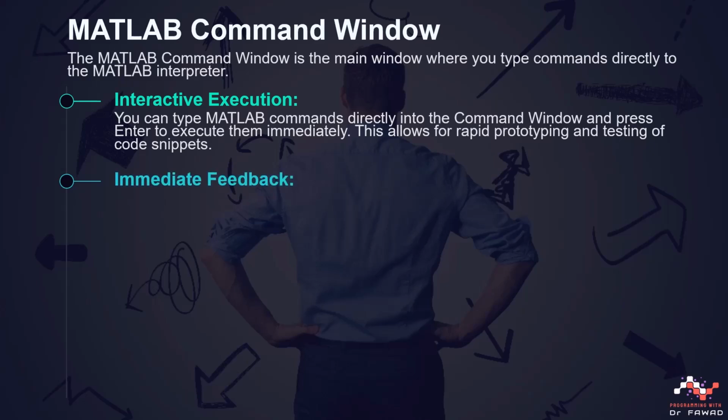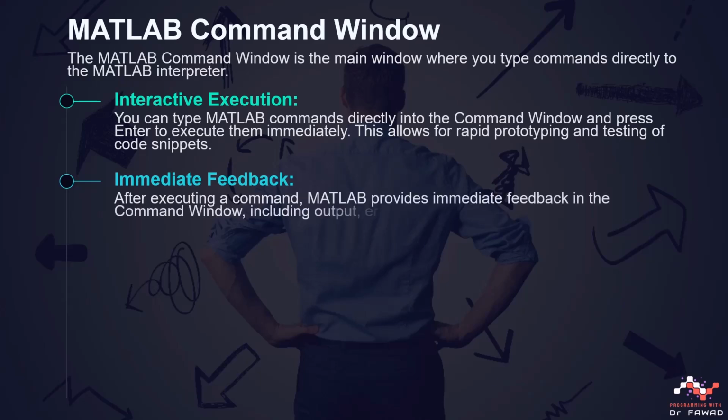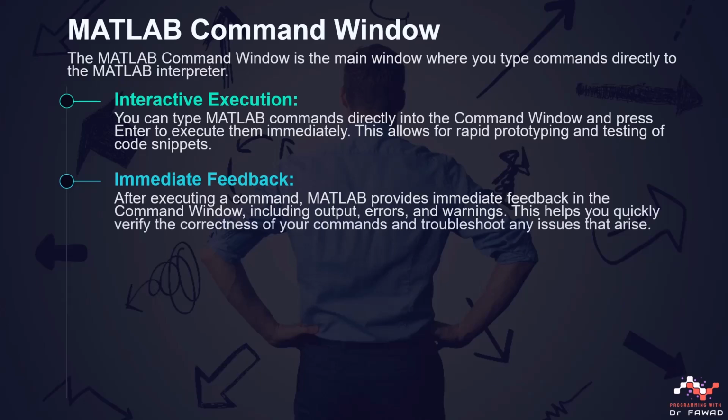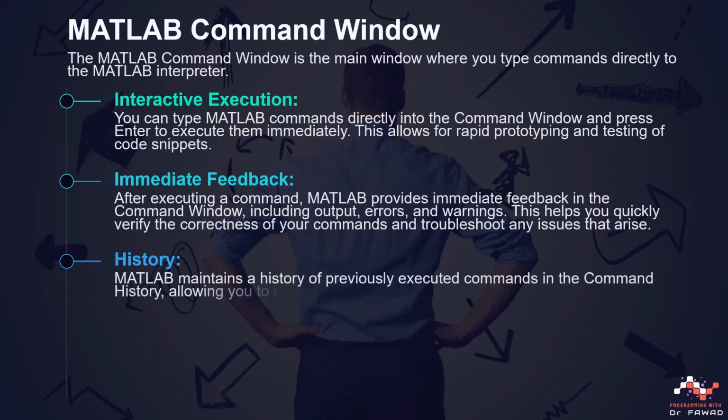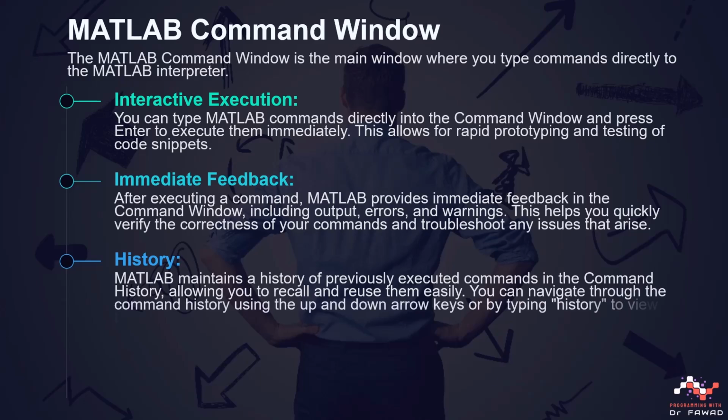2. Immediate feedback. After executing the command, MATLAB provides immediate feedback in the command window, including output, errors, and warnings. This helps you quickly verify the correctness of your commands and troubleshoot any issues that arise. 3. History. MATLAB maintains a history of previously executed commands in the command history, allowing you to recall and reuse them easily. You can navigate through the command history using the up and down keys, or by typing history to view the command history.